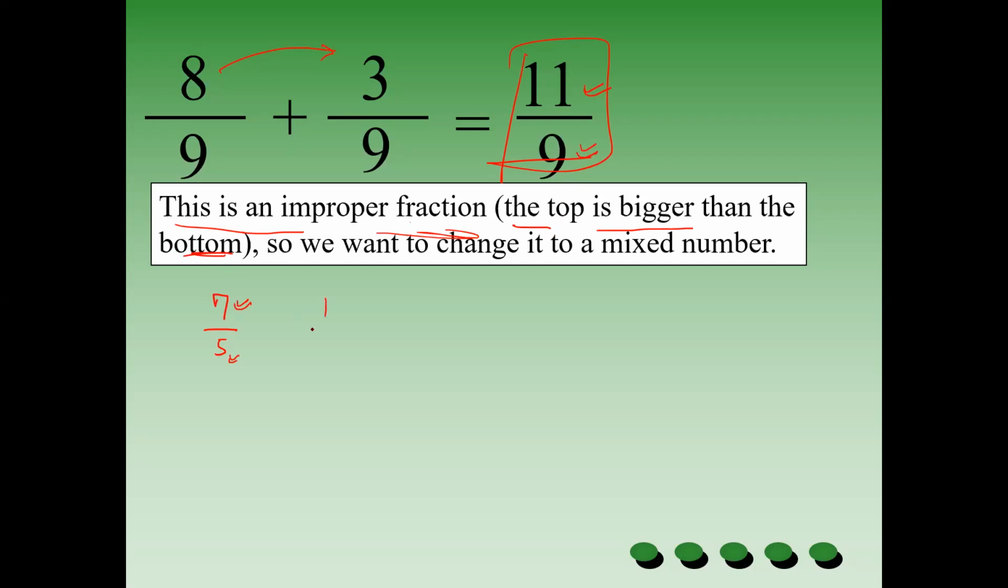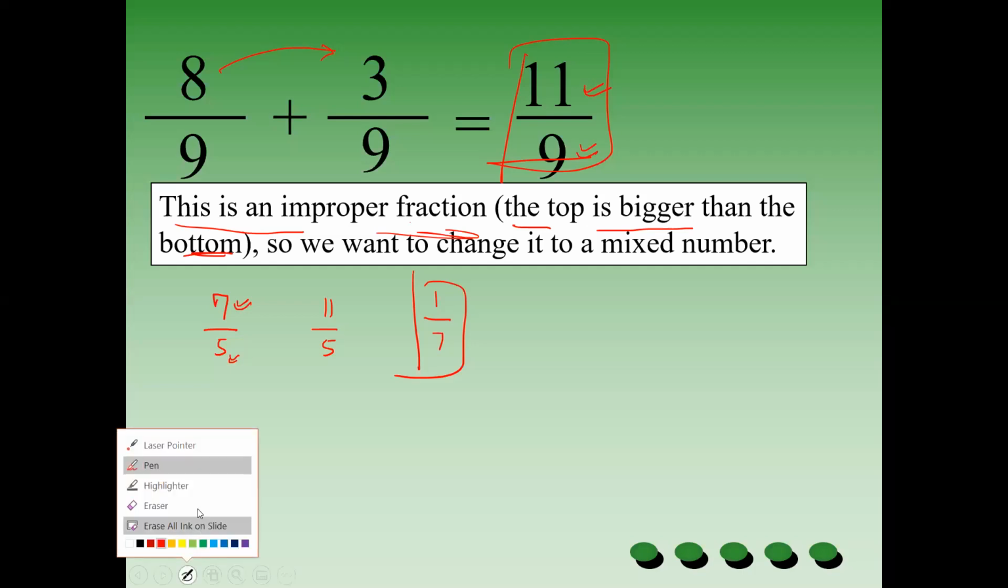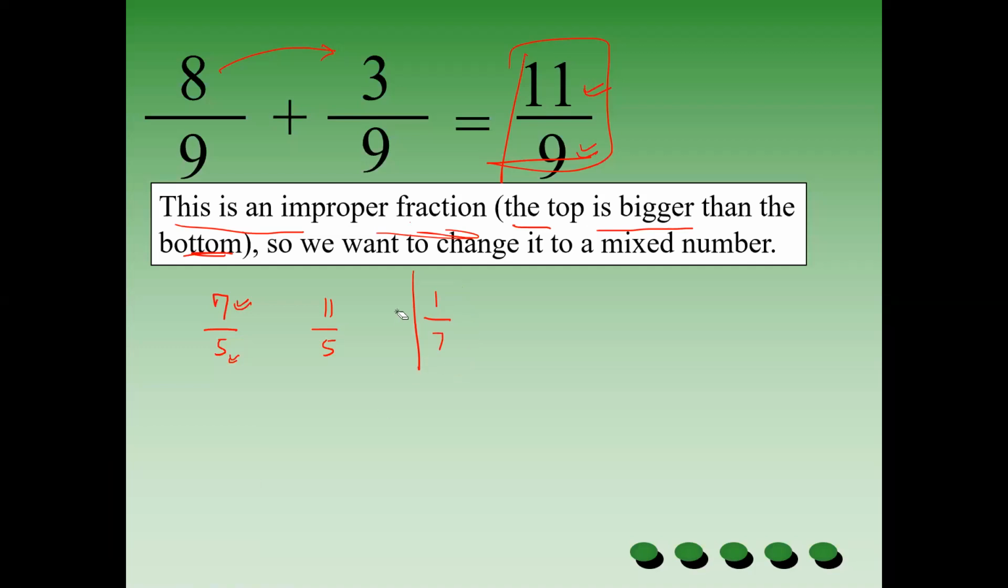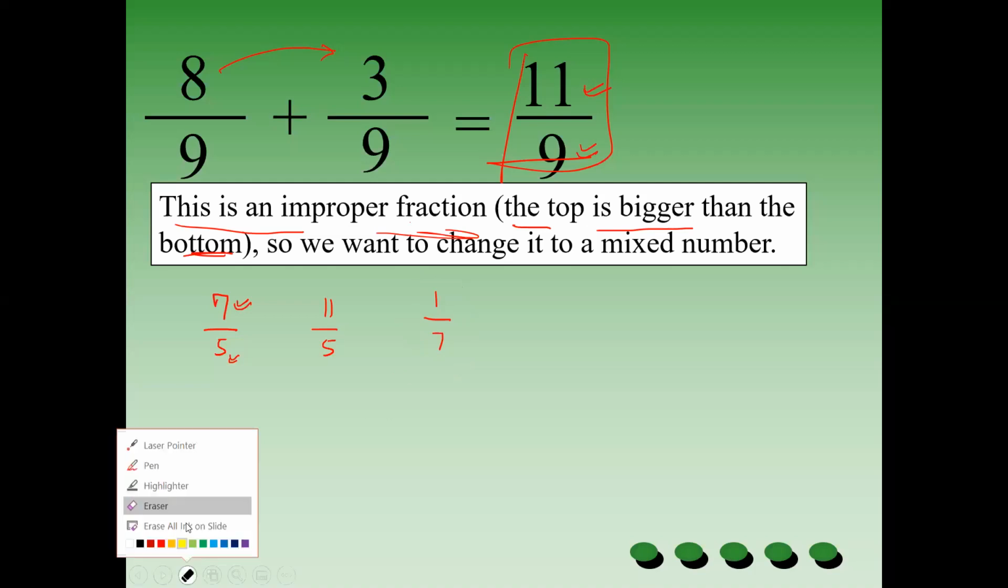For example, 11 upon 5. This is also improper. But 1 upon 7 is not improper. Why? Because 1 is smaller and 7 is greater. When the upper number is smaller and the lower number is greater, then we call it a proper fraction.